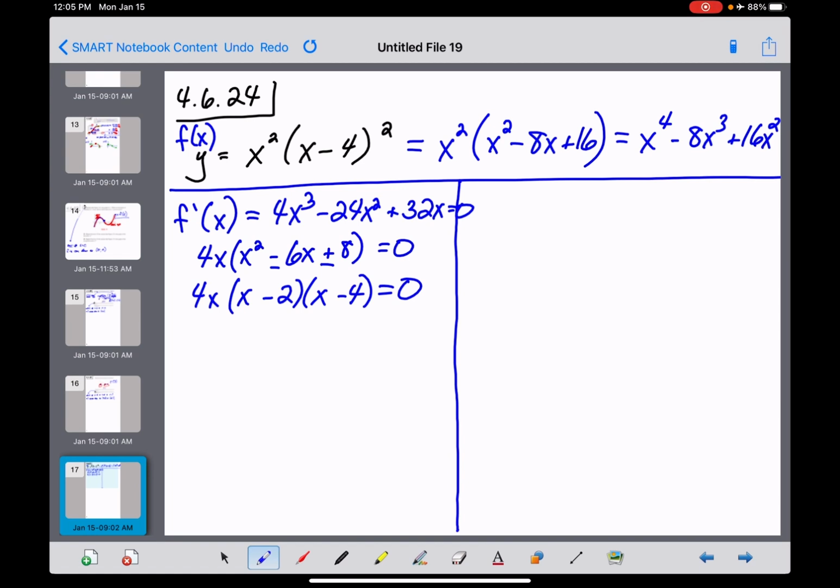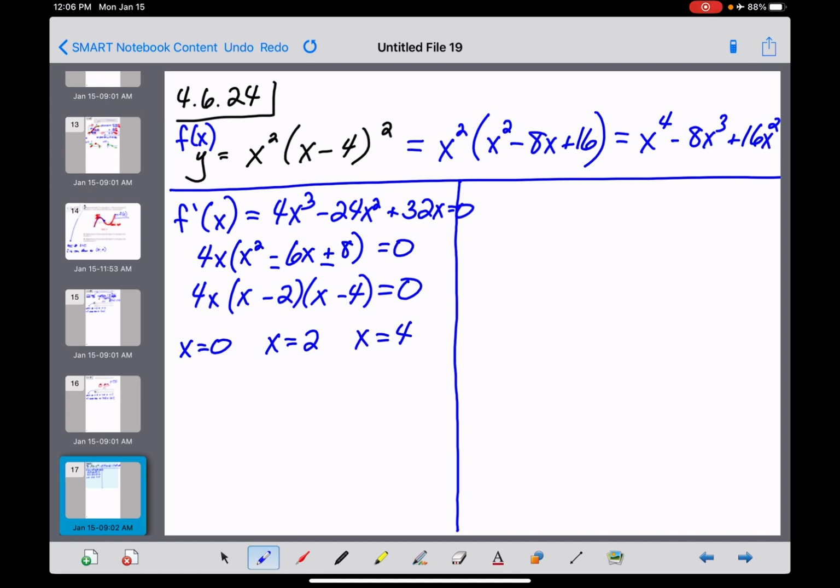So from the first derivative, we're going to get critical points now at x equals 0, another one at x equals 2, and a third one at x equals 4. Notice, guys, there is no limited domain on this function, so we're going to assume it's the domain of the whole function, and since it's a polynomial, that domain is all real numbers.